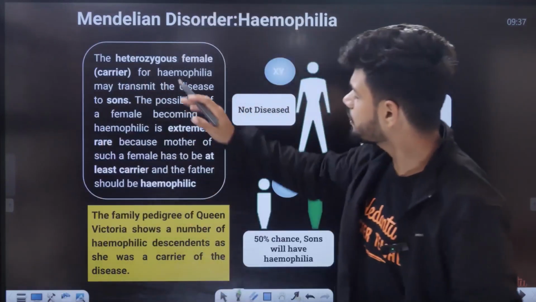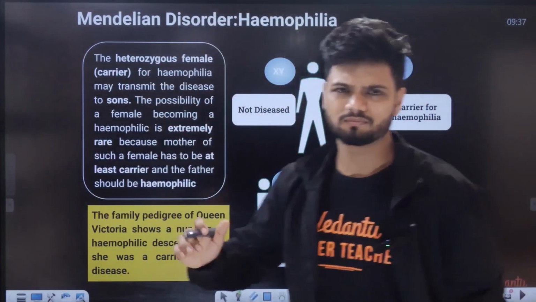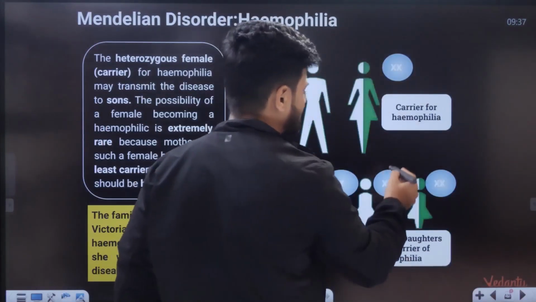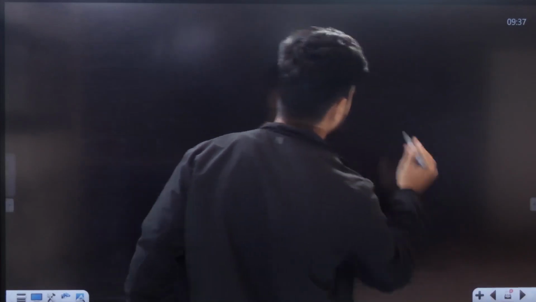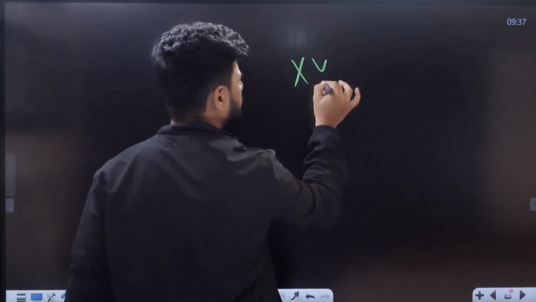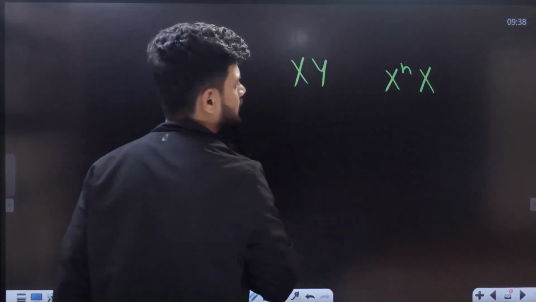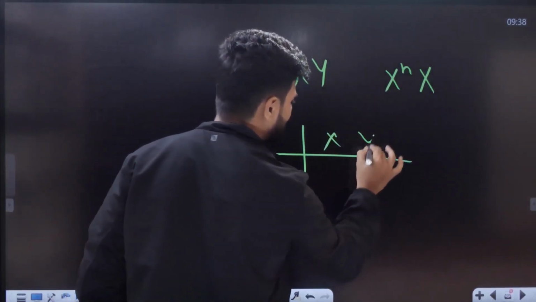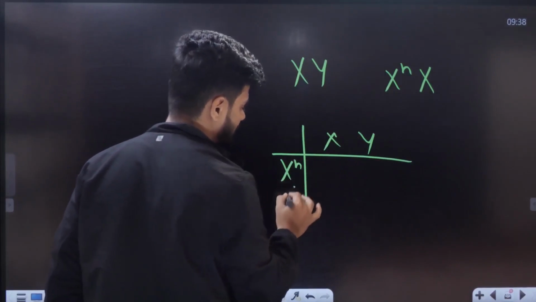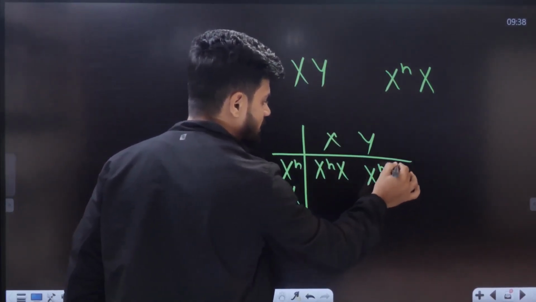A heterozygous female carrier for hemophilia may transmit the disease to her son. For example, here we have a carrier female. Let's take a male who is XY, no disease, and a female who is a carrier. Now, when we do the gametes and the Punnett square, we have XY, X^H, and X. The female is going to be a carrier. This male is going to be hemophilic.